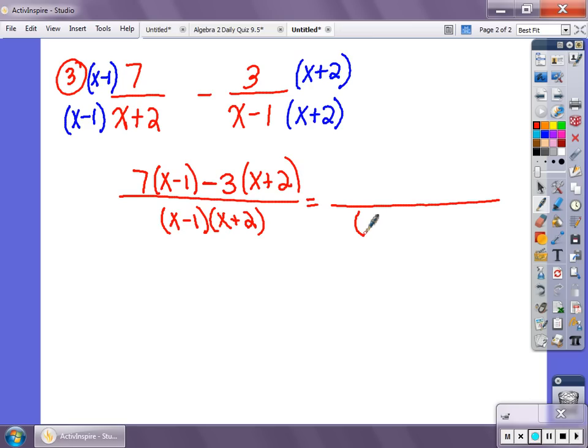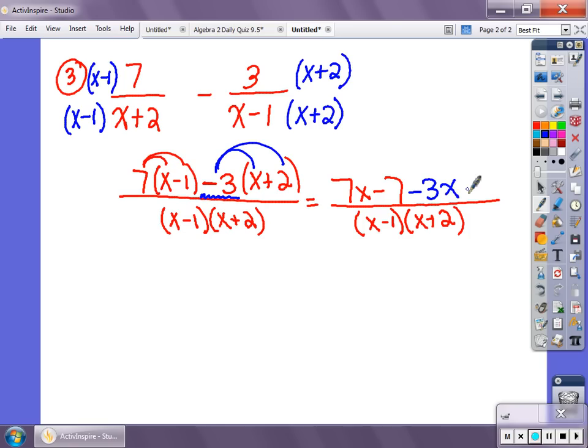Rewrite the denominator. And now we have to distribute. So distribute the 7. We're going to get 7x minus 7. And then don't forget that here it's negative 3 that you're distributing. And so negative 3 times x is negative 3x. Negative 3 times positive 2 is negative 6.